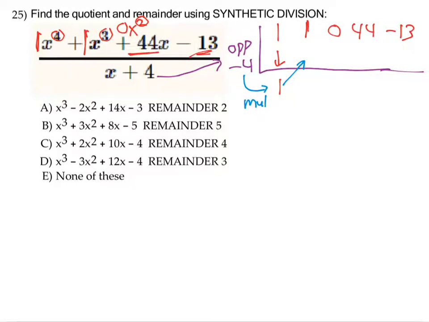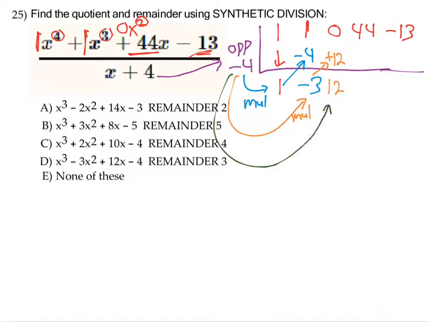So bring down the 1, we multiply. Minus 4 times 1 is minus 4. Add them up, 1 minus 4, minus 3. And do it again. Multiply. So minus 4 times minus 3, plus 12. Add them up. 0 and 12 is 12. Do it again. Multiply. Negative 4 times positive 12, negative 48. Add them up. 44 minus 48 is minus 4.